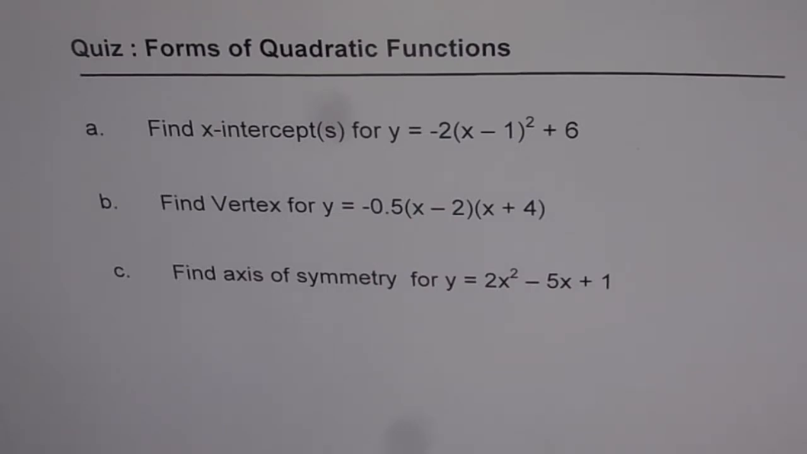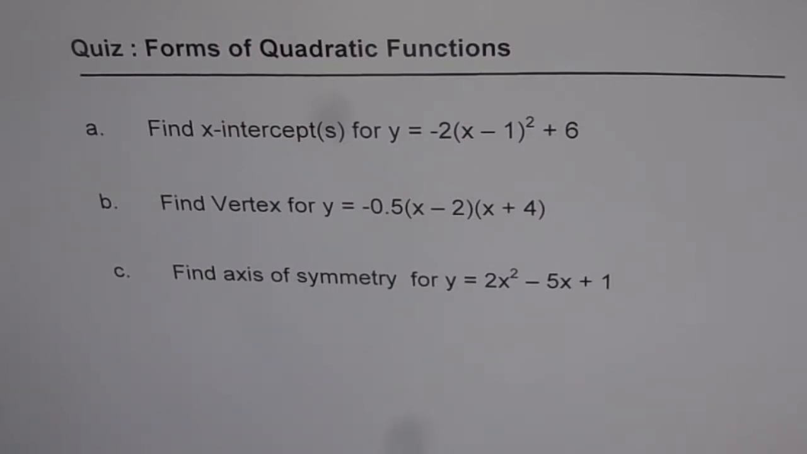Find the vertex for y equals minus 0.5 times (x minus 2) times (x plus 4). And part C is, find the axis of symmetry for y equals 2x squared minus 5x plus 1.